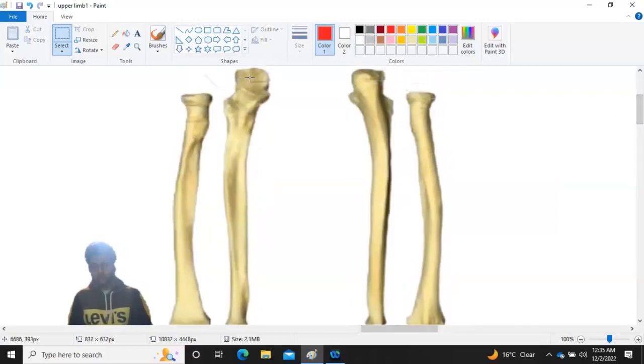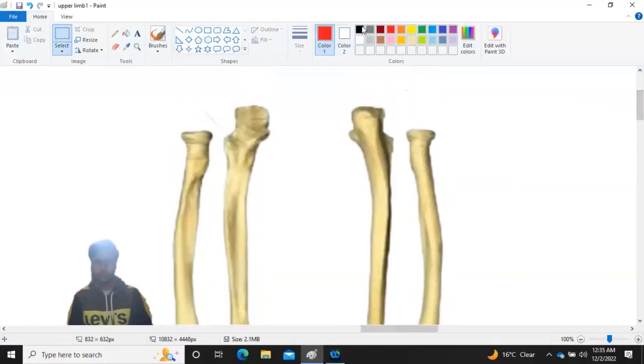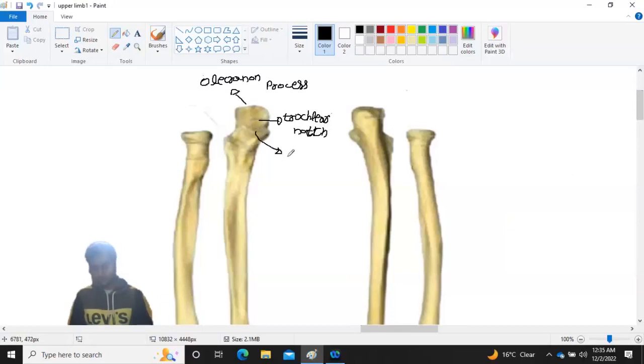First, this is the olecranon process, trochlear notch, coronoid process. Let us start marking, first on the anterior side. Olecranon process, trochlear notch, and this is the coronoid process. Coronoid process.